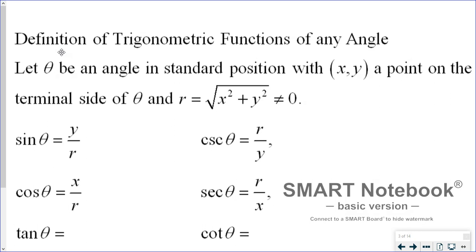These are just the definitions. The definition of trigonometric functions of any angle: let theta be an angle in standard position with the point (x, y) on the terminal side of theta, and r is equal to the square root of x squared plus y squared. If that's the case, then this is how we can find all of our trigonometric functions. So sine. You can write the equations, but you don't need everything on top, but you definitely need r is equal to the square root of x squared plus y squared.